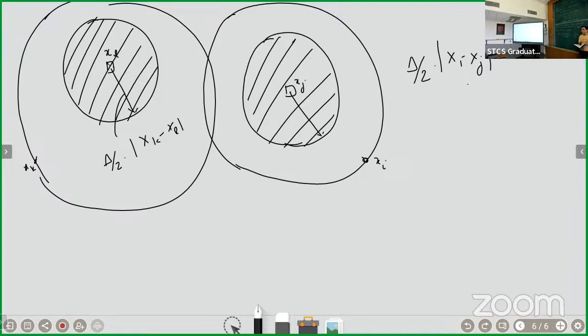At most 1 divided by pi r squared, that area. Fine. But in terms of n, what is it? I want the scaling in terms of n, right? The n points are in this unit square. So what is the first inequality you will write?